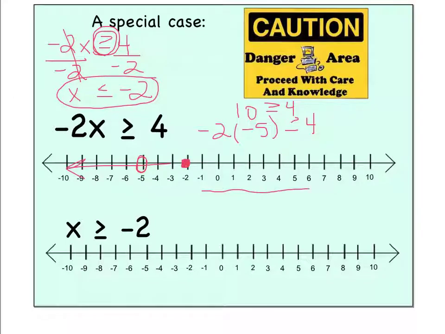If we didn't switch our sign, let's pretend we kept it as greater than or equal to negative 2, then we'd be working with these numbers over here. We'd check, is negative 2 times 0 greater than or equal to 4? Is 0 greater than or equal to 4? And no, that would not be true. So you have to make sure that you switch your sign.